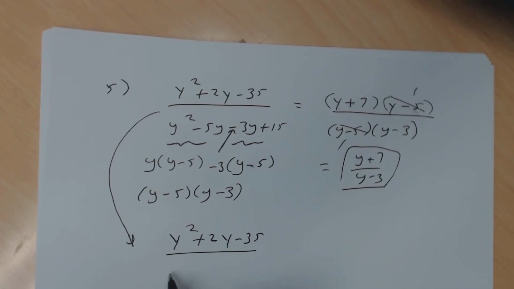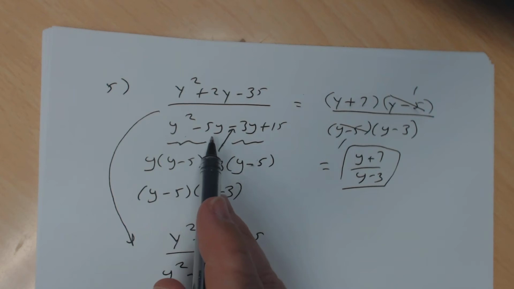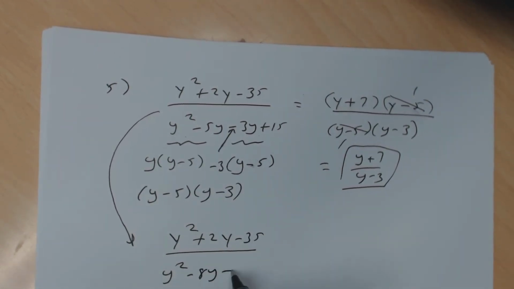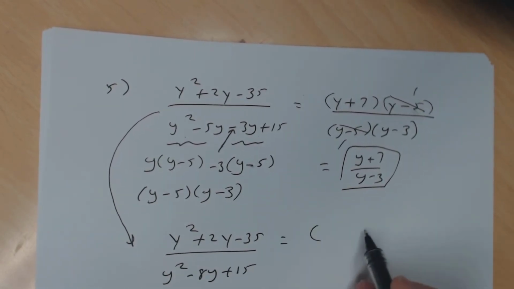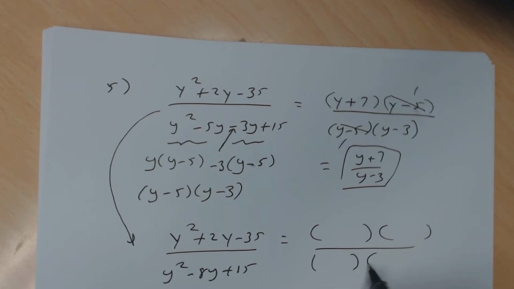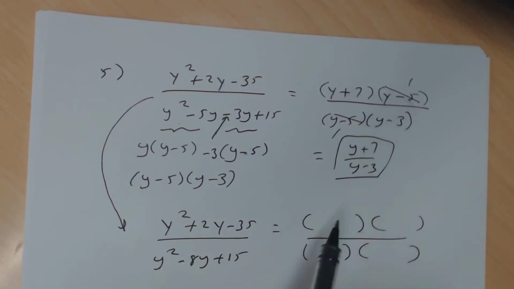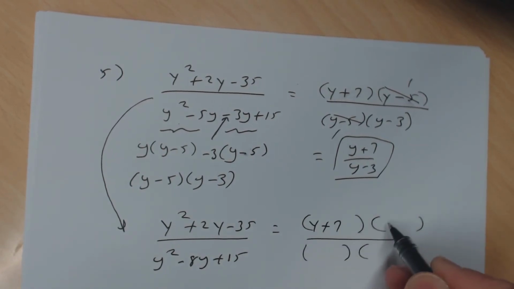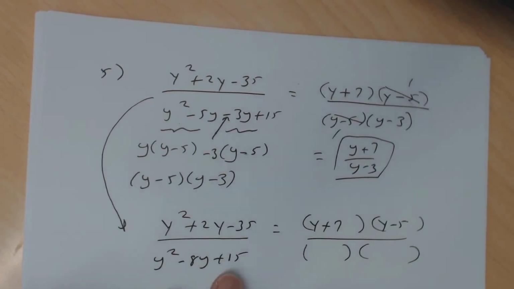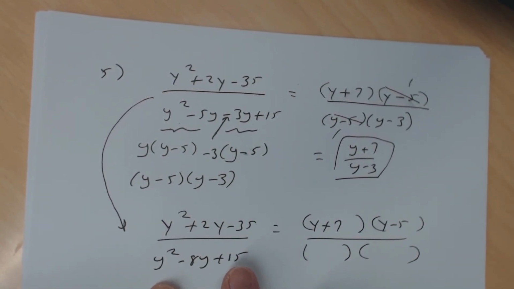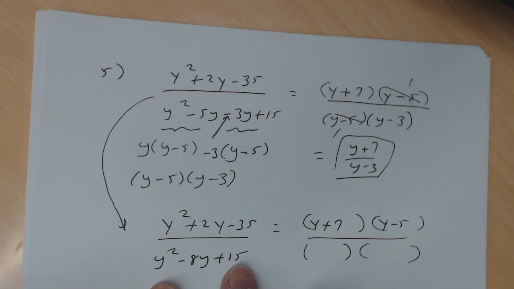So if you do that, you're going to get, let's see, a negative 5y and a negative 3y is a negative 8y, plus 15. The GCF in both of those are still 1s, so I'm going to go directly to 2 binomials in both cases. All right, the numerator again is still y plus 7 times y minus 5. That's no big deal. Now the denominator this time looks different than what it did here, although it's the same expression. Those are equivalent. They just look different.